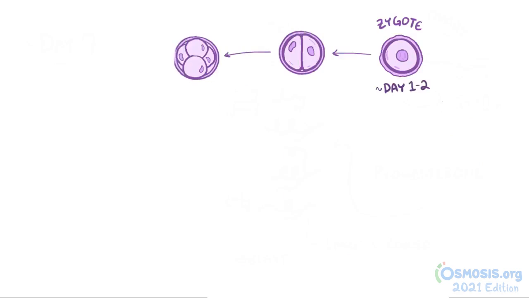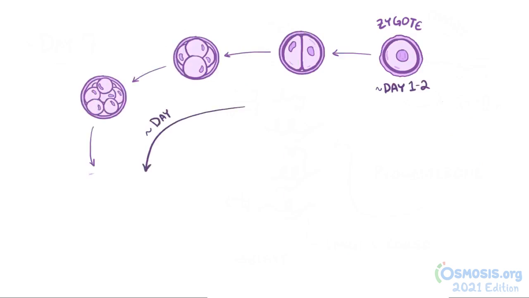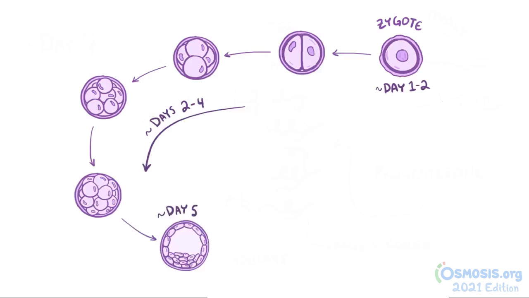Alright, as a quick recap. Just a few hours after its formation at around 1 to 2 days, the zygote undergoes a series of mitotic divisions, taking us through days 2 to 4 and developing into a blastocyst around day 5.